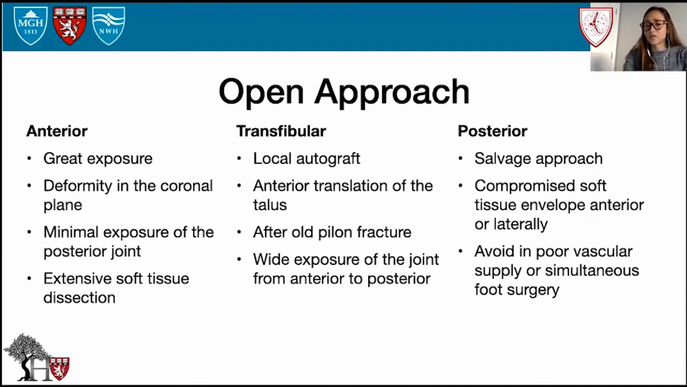The posterior approach is more of a salvage approach. It is recommended in patients that have a compromised soft tissue envelope anteriorly or laterally, in other words, where the other two approaches are not recommended. And in some ways, it avoids all the previous incisions that are related to a poor vascular supply.